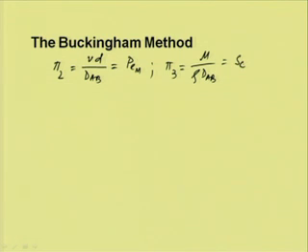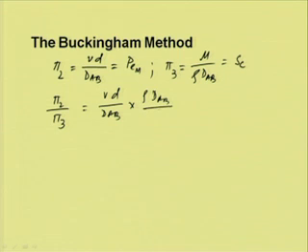Now, if we divide pi 2 by pi 3, it will give you V D by D A B into rho D A B by mu, which is V rho D by mu, which is known as Reynolds number.